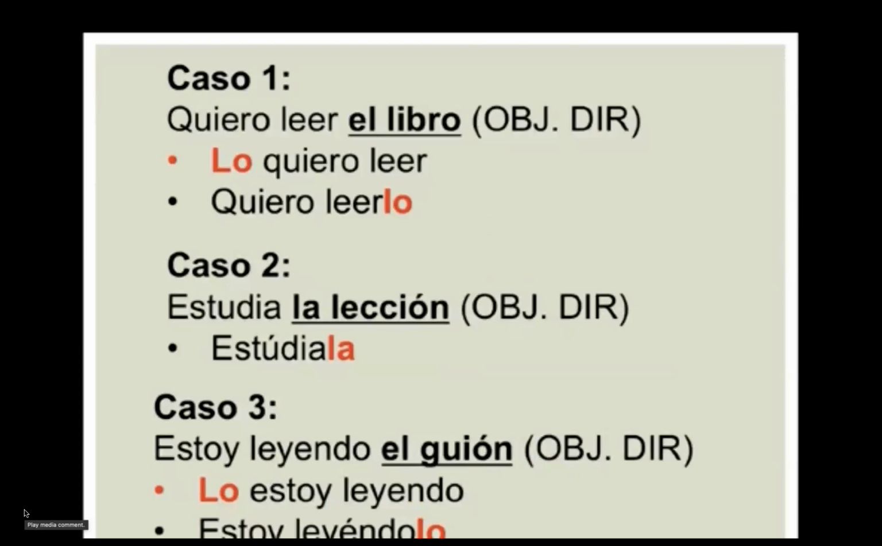Case 1. The instances in which the direct object pronouns can either precede or be attached to the verb is when the verb is in the infinitive form, like in the example. Quiero leer el libro. I want to read the book. Lo quiero leer o quiero leerlo. I want to read it.